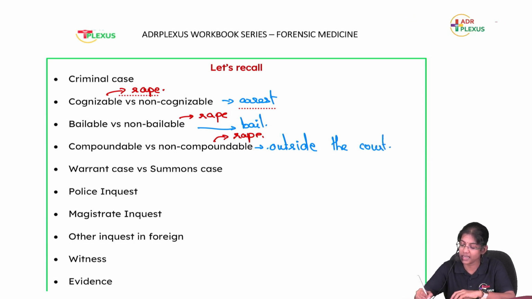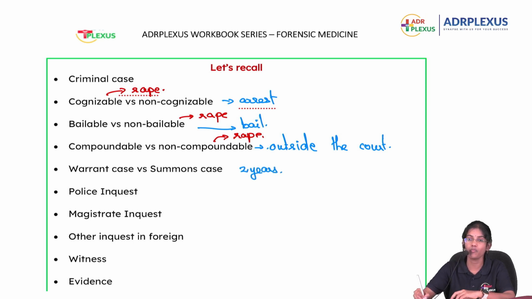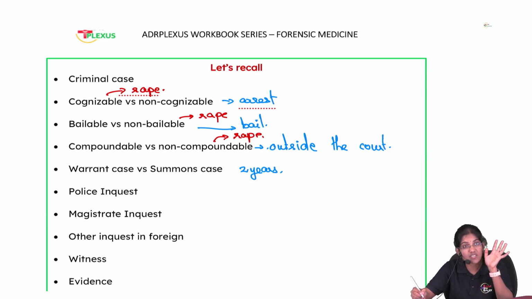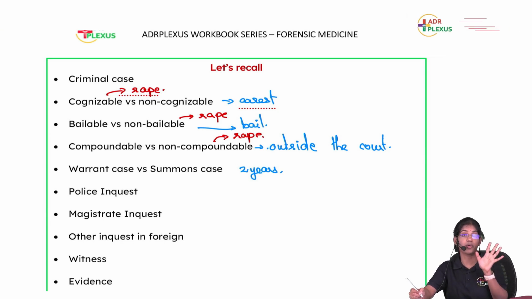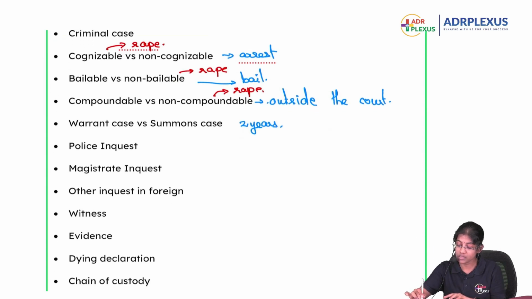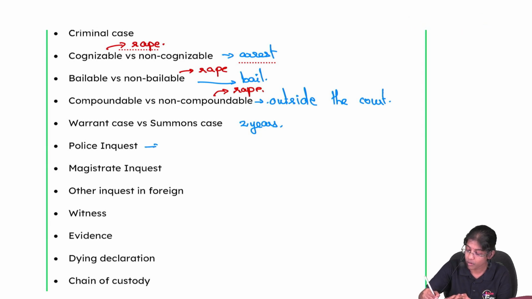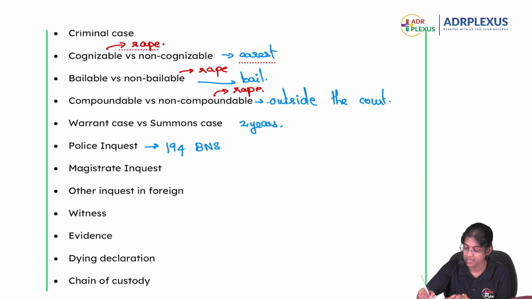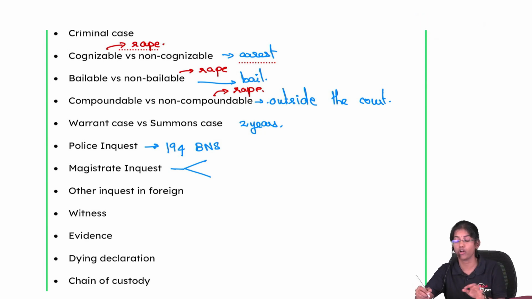Okay, now warrant case and summary case: the cutoff is 2 years. More than 2 years means we call it a warrant case, right? It has to go through the proper trial procedure. Then we have police inquest and we have magistrate inquest. Police inquest is done in almost all cases. You have it today in 194 BNS. Magistrate inquest: MCQs have come on and off.